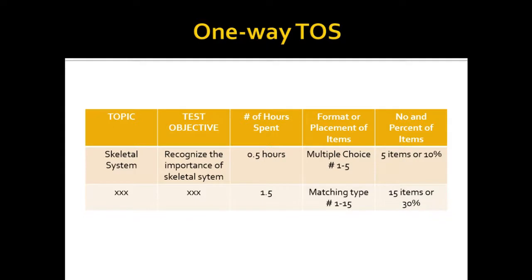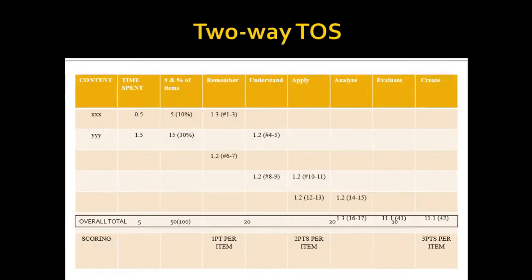Okay? So next, two-way TOS. This is an example of two-way TOS. Take a look at the picture. Two-way TOS reflects content, time spent, number of items, level of cognitive behavior targeted per test, and content based on theory behind cognitive testing. Okay, last one.